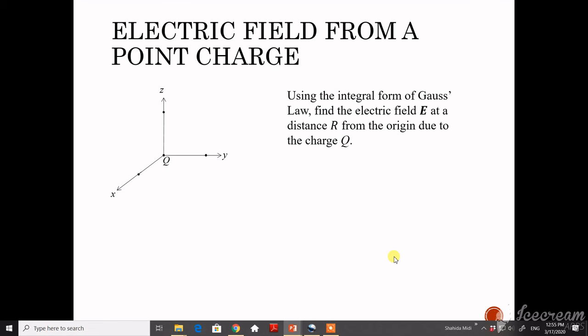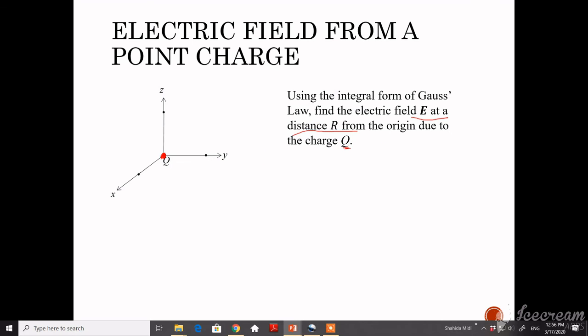Okay, let's take a look at an example of using the Gauss law to find the electric field due to a charge. Let's say we have a charge Q located here at the origin, and we want to find the electric field at a distance r from the origin due to the charge.